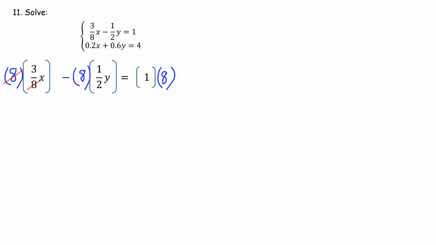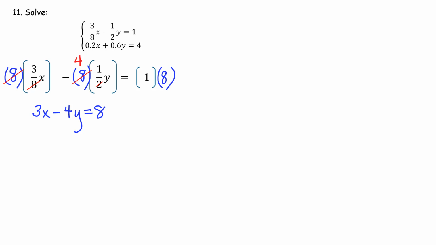In that first term, the 8 is going to cancel. In the second term, the 8 will cancel with the 2, and we'll end up with a factor of 4 left over. And then we will have 3x minus 4y equals 8. So we have simplified that first equation so that it is not difficult to deal with anymore.